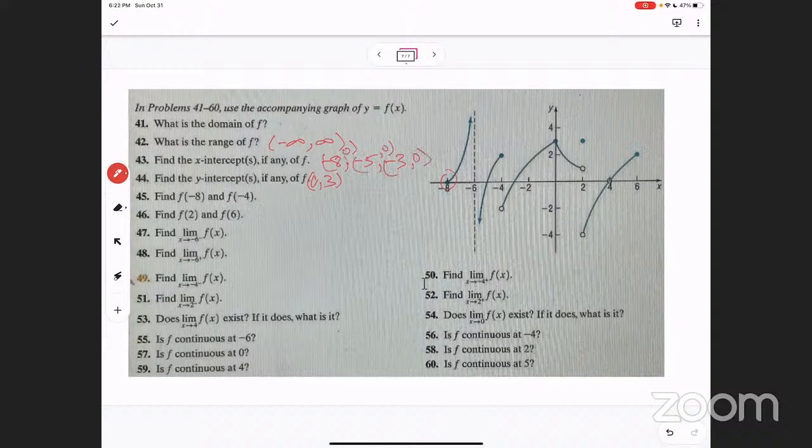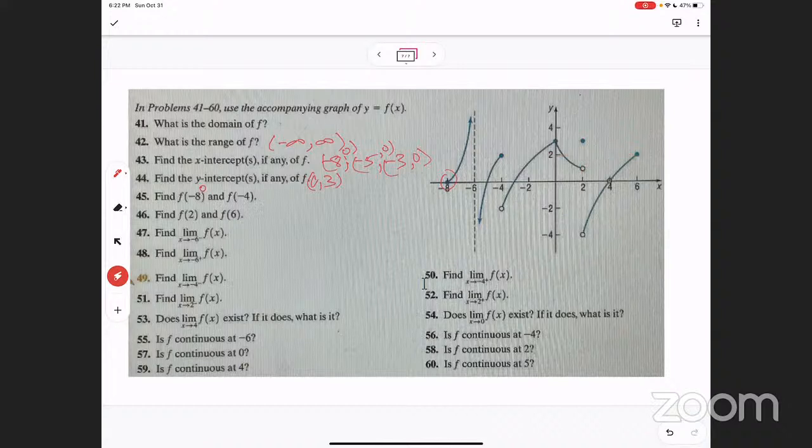Find f of -8. f of -8 is 0. f of -4 is 2. Find f of 2 and 6. f of 2 is 3. It's not this, right? Don't look at the empty hole. And f of 6 is 2 as well.